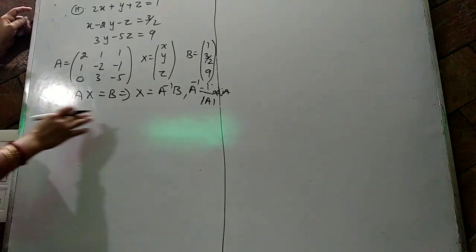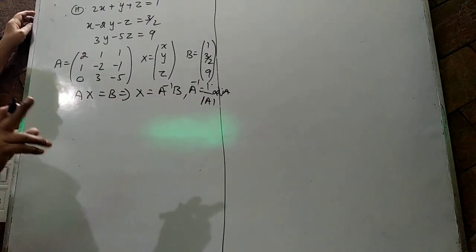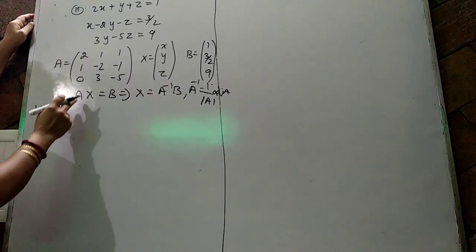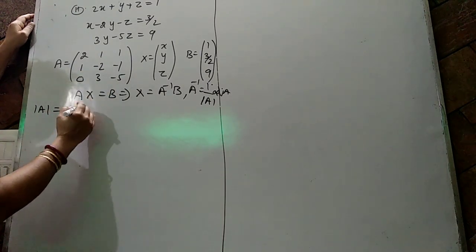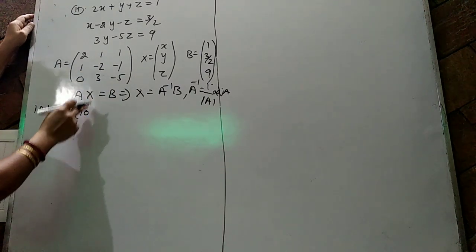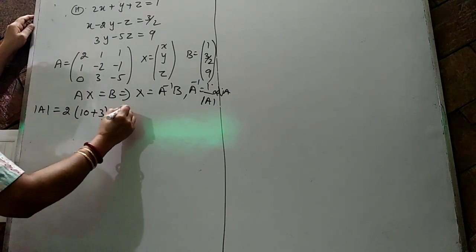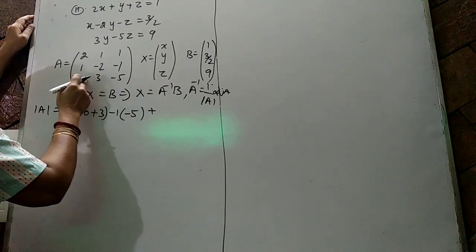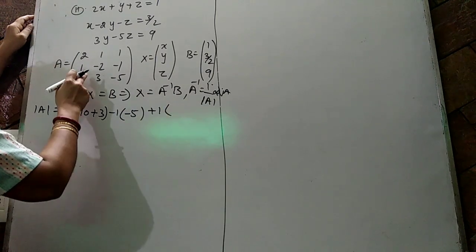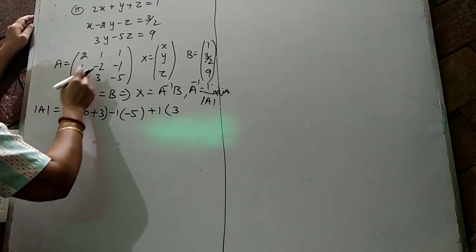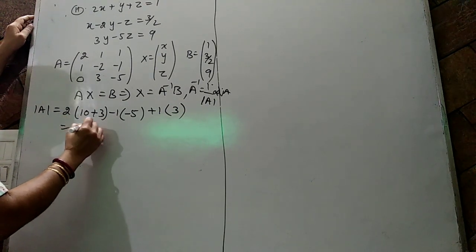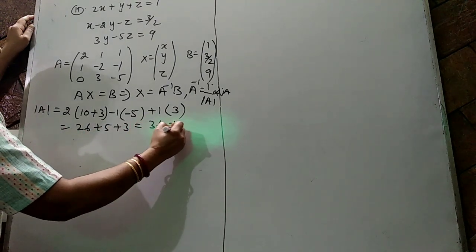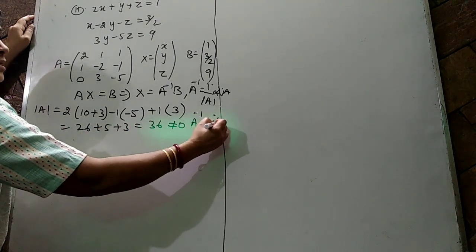For this A inverse, first we have to find the determinant of A and the adjoint of A. Determinant of A equals 2 into, very carefully you have to do the calculation, 10 plus 3, then minus 1 into, delete the corresponding row and column, minus 5, and then plus 1 into this 0, that's why I didn't write it, delete corresponding row and column 3, then this is 0. Now we are getting 13, 26, then plus 5 and then plus 3. So we are getting 31, 36, which is not equal to 0. Therefore, A inverse exists.